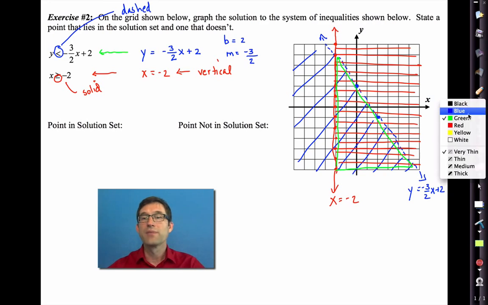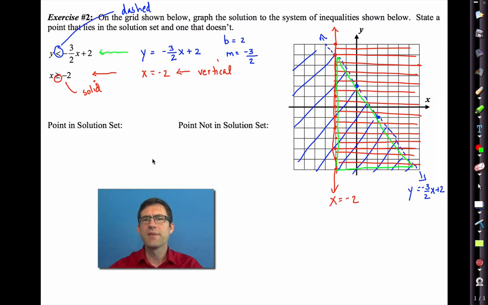So the last part of the problem says, give one point that's in the solution set. Well, there's tons of points, tons of them. Here's a really good example. Here's a point that's in the solution set, and that's got the coordinates -1, 1. On the other hand, there's also lots of points that aren't in the solution set. For instance, this point is not in the solution set, and it's at 1, 2, 1, 2, 3, 4.